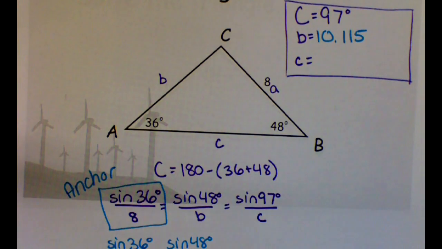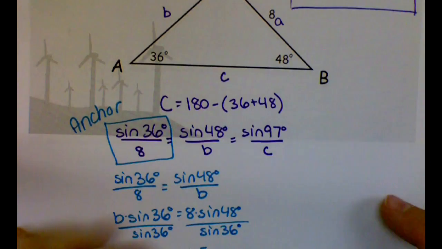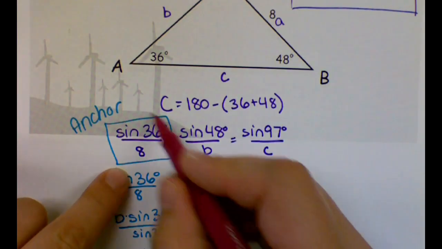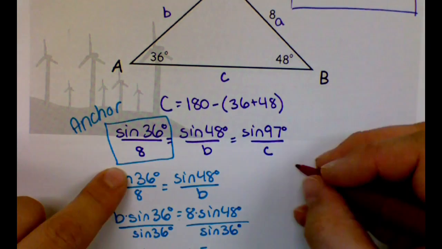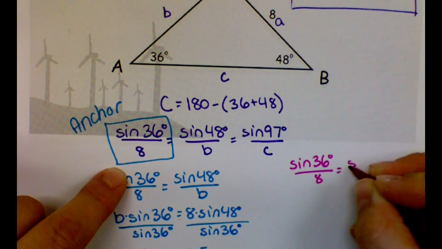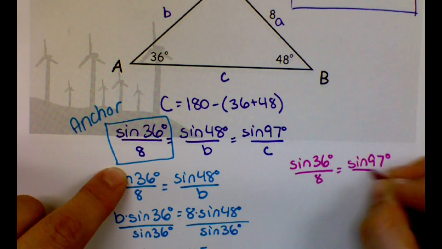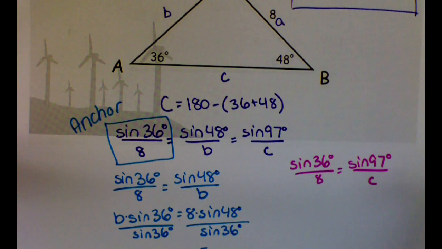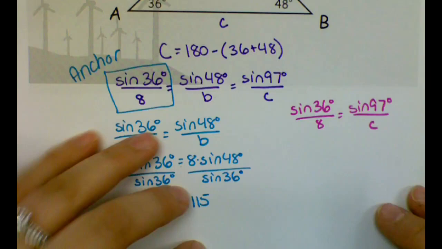Now I have to go back and find side c. And to find side c, we go back to our original proportion, go back to that anchor. The sine of 36 degrees over 8 is equal to the sine of 97 degrees over c. It's always safer to go back to the anchor because we could have made a mistake when we found b. We could have had a rounded value.